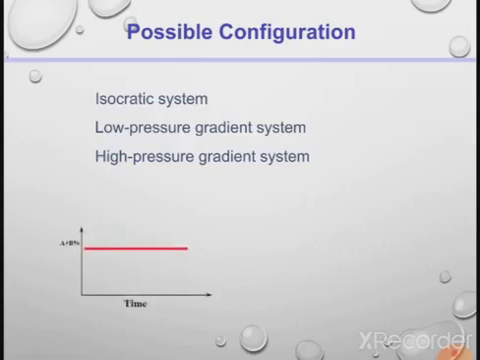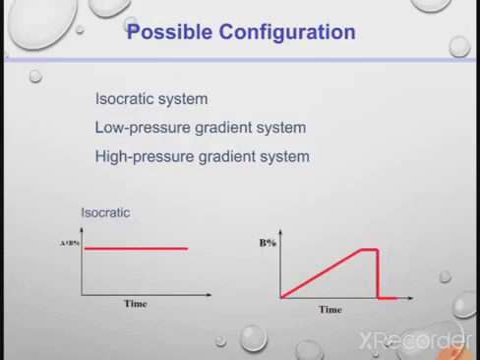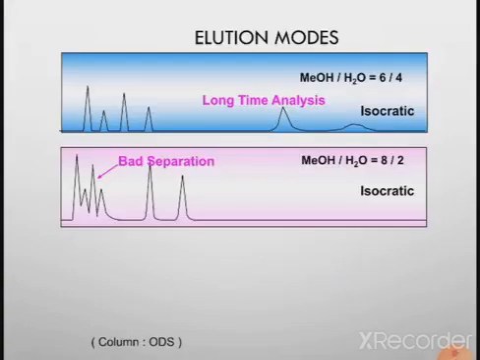So this is the diagrammatic representation of the isocratic and gradient systems. In the isocratic system, as you can see, there is a fixed combination with respect to time, and in the gradient system the combination or percentage of the solvents changes with respect to time. So this is the basic difference between isocratic and gradient systems.